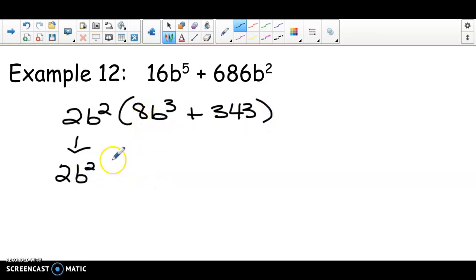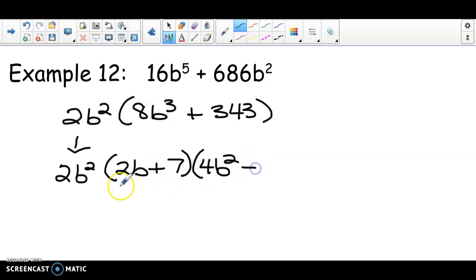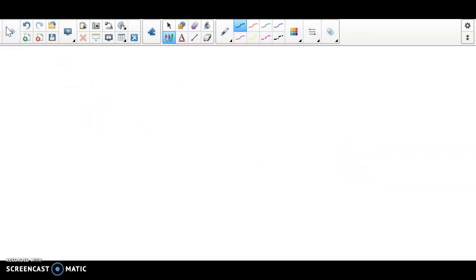Now these are perfect cubes. Cube root of 8 is 2. Cube root of b cubed is b. Keep the same sign. The cube root of 343 is 7. Next parentheses. I square this term, that gives me 4b squared. I do the opposite sign. I multiply these two together. 2b times 7 gives me 14b. Always positive, and then I square that last term, so that's 49. Now it's factored. So factoring's not as bad as you think. Good luck on it.